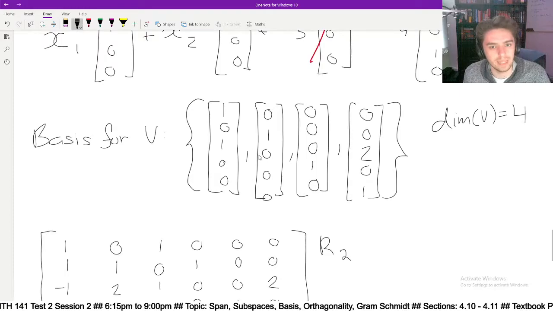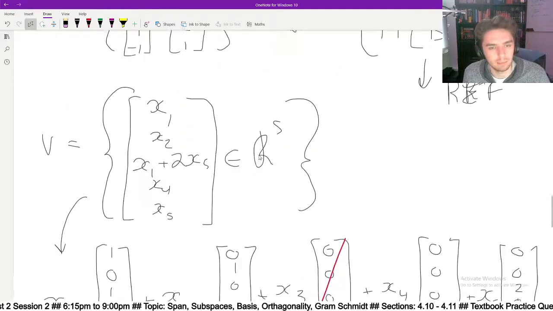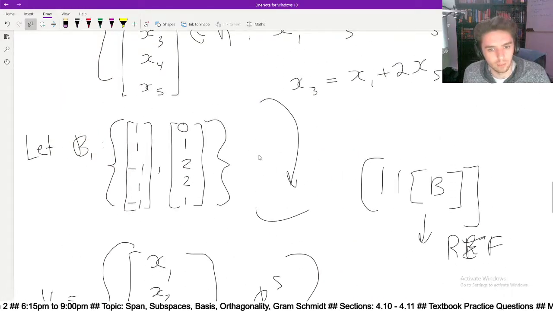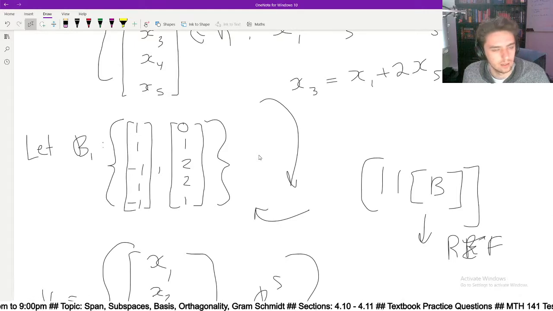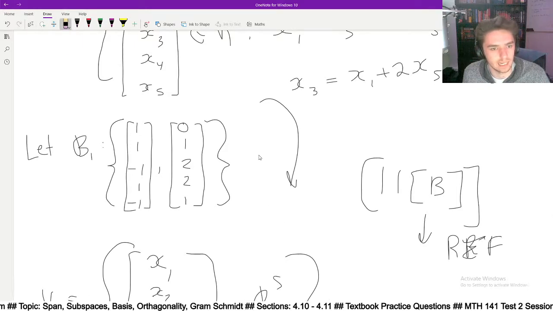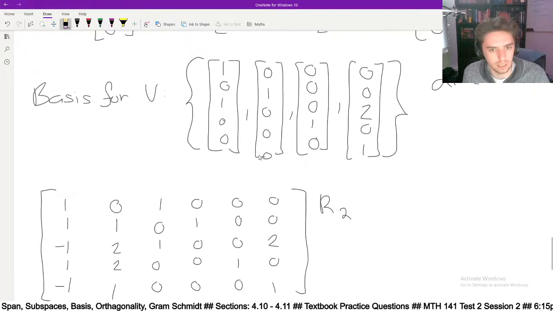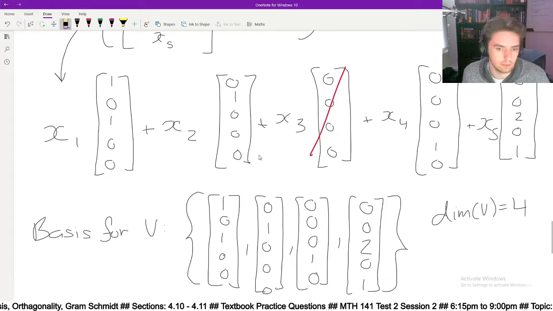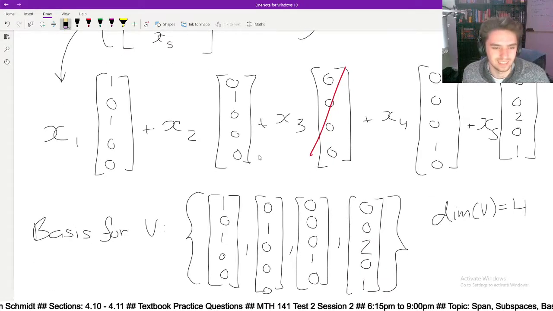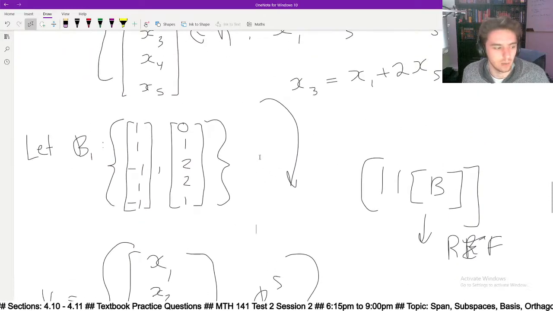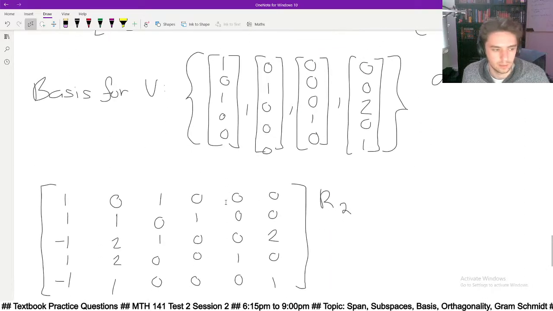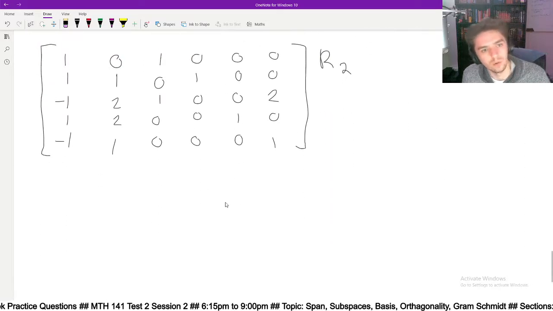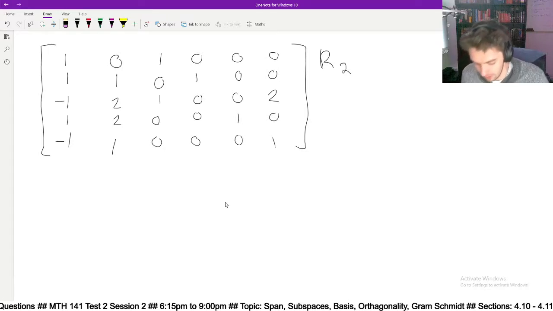Well, I found the basis for V, but what I want is a basis for V that includes the set B1 here. So that's what it means, extending B1 to be a basis for V. There are infinitely many bases for V, and I want specifically one that includes these two starting vectors. So hopefully this works. If not, then I'm confused.